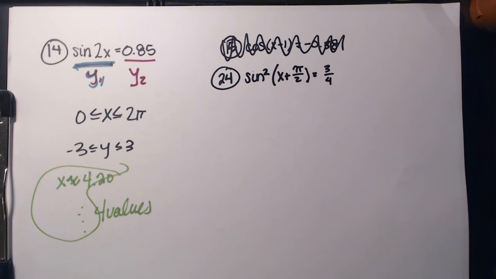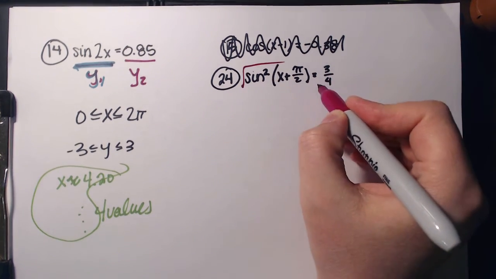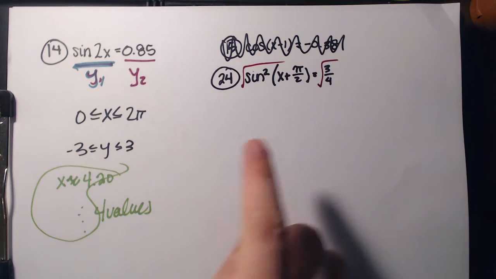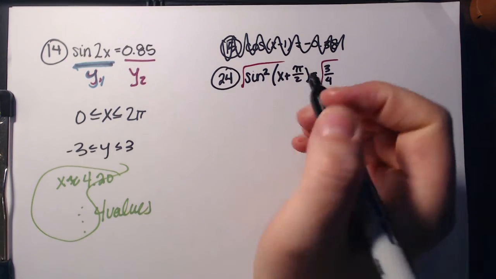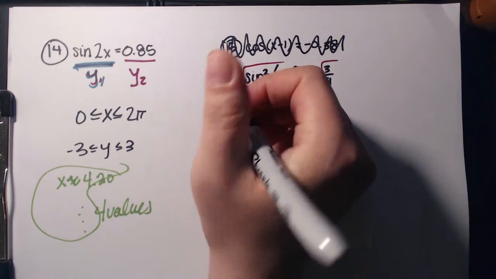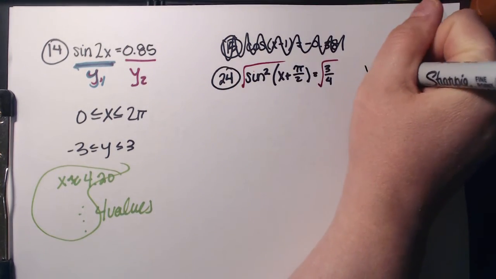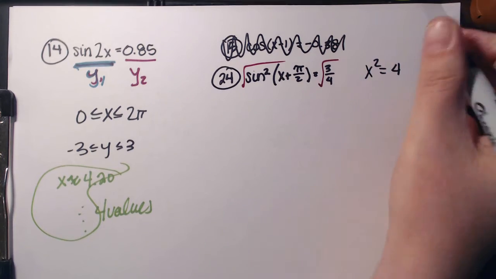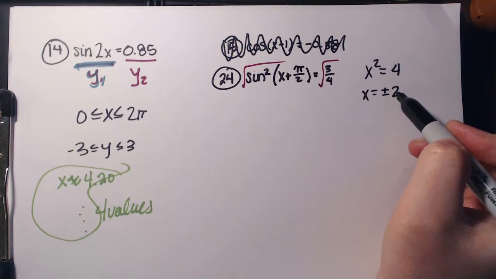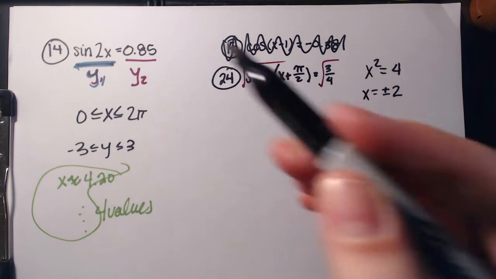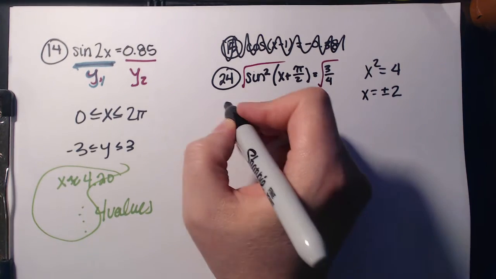Okay, so for 24, the first thing I need to do is take the square root of both sides. Now when I do this, I have to include plus or minus, because 2 squared is going to give you 4, but negative 2 squared is also going to give you 4. So you have to remember plus or minus.